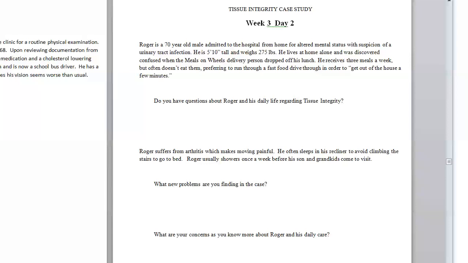Hello class, what I want to do now is go over the lab content that we would have covered had we had class today. We're going to look first at this tissue integrity case study.